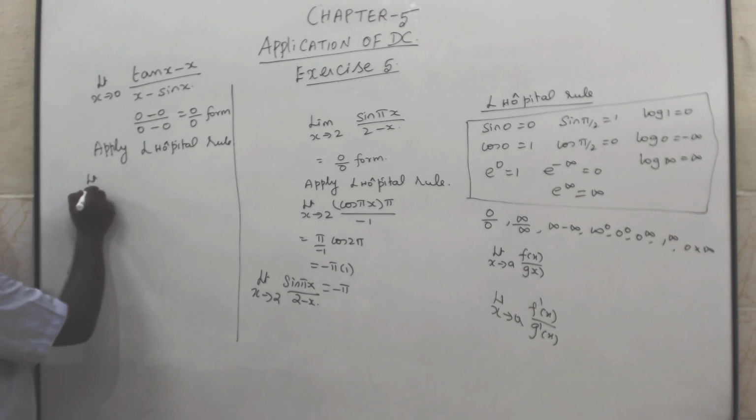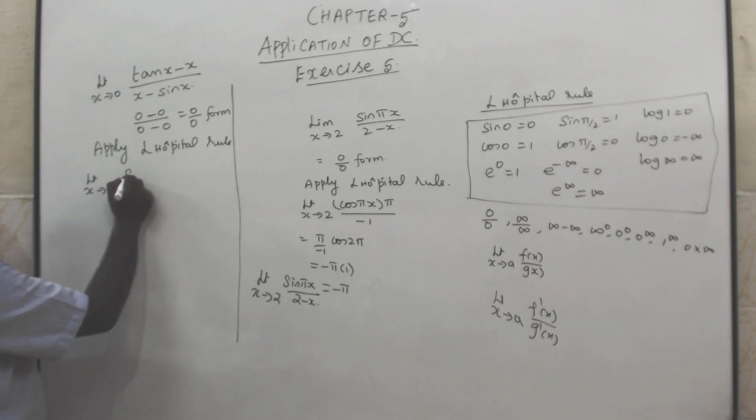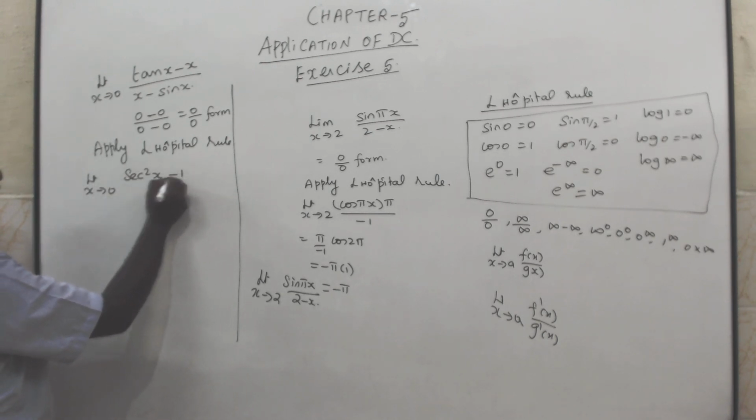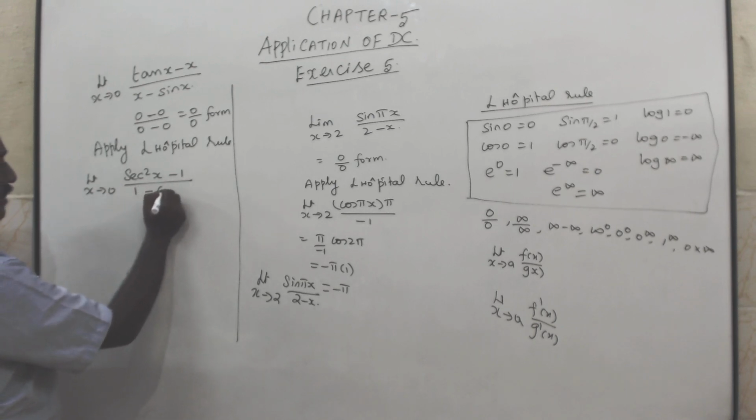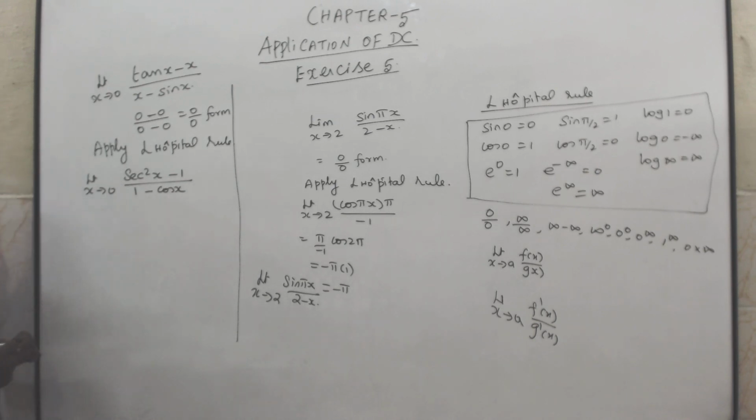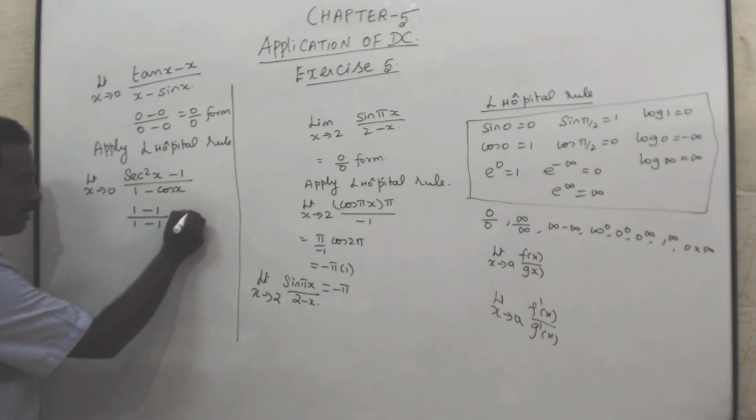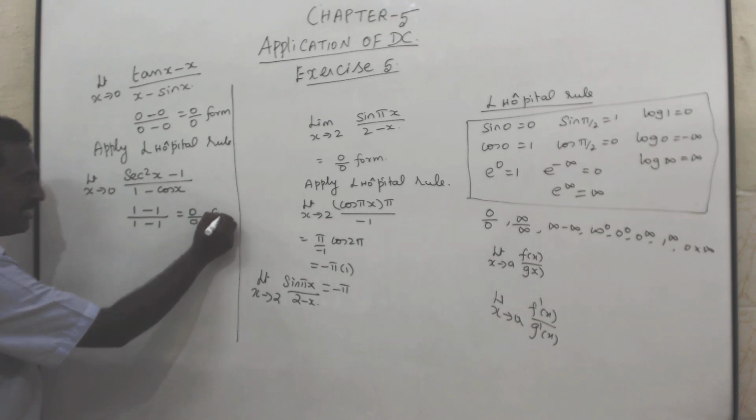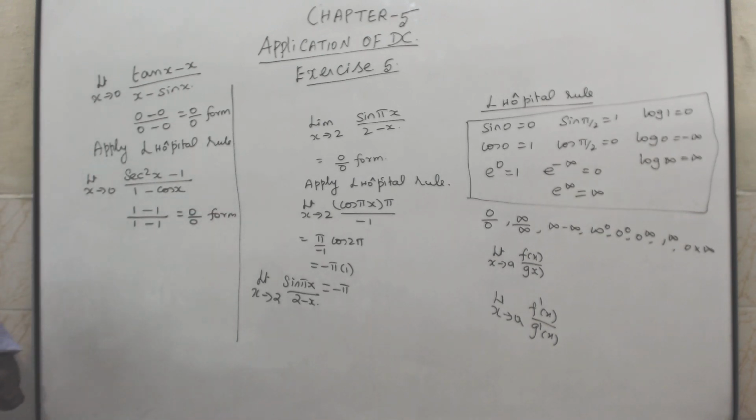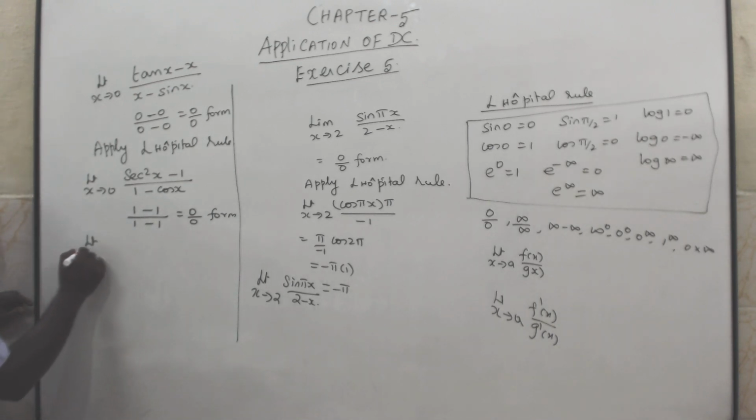Limit x tends to 0. Tan x differentiation is secant square x minus 1, and x minus sin x differentiation is 1 minus cos x. Once again substitute x equal to 0: secant 0, 1 minus 1, that is 0 by 0 form, indeterminate form. Secant 0 is the reciprocal of cos 0, which is 1. Once again 0 by 0 form, so differentiate again. Apply L'Hospital rule.